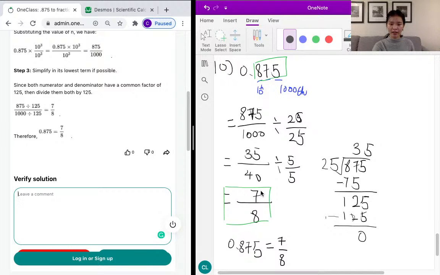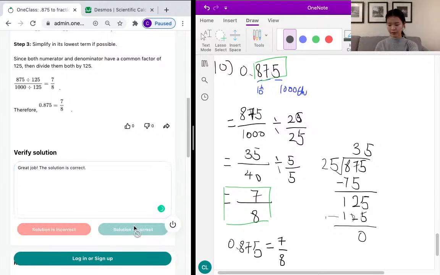Just make sure that for your final answer, you check that the greatest common factor of the numerator, the top number, and the denominator, the bottom number, is 1. That way you can be sure that your fraction is not just in a simplified form, but in the most simplified form. Alright, so that concludes our problem, and let's just give them a comment. Let's say, great job, the solution is correct.